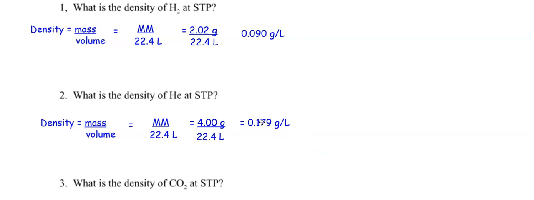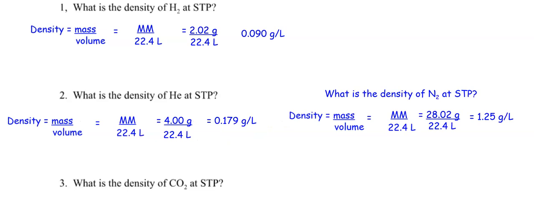Well, guess what? Helium is still much less dense than regular air, which is about 75% nitrogen gas. So if you want to figure out nitrogen gas, it's a little bit over 1 gram per liter. Why don't we just do that real quick? I just quickly put up the density of nitrogen gas at STP. The molar mass of N2 is 28.02, divided by 22.4, and it's 1.25.